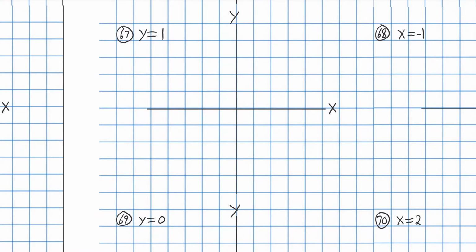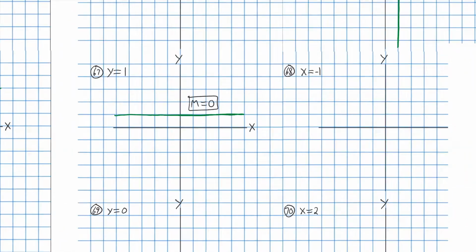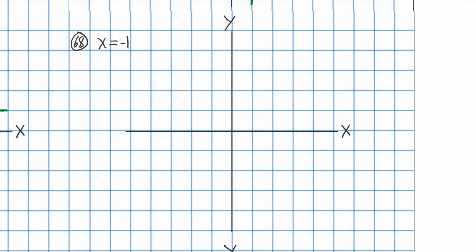All right, we're back. Y is equal to 1. That looks like this. It's right at 1. And the slope of a horizontal line is always equal to 0. So if you got those answers, good job. Try number 68, and when you come back, we'll do it together.